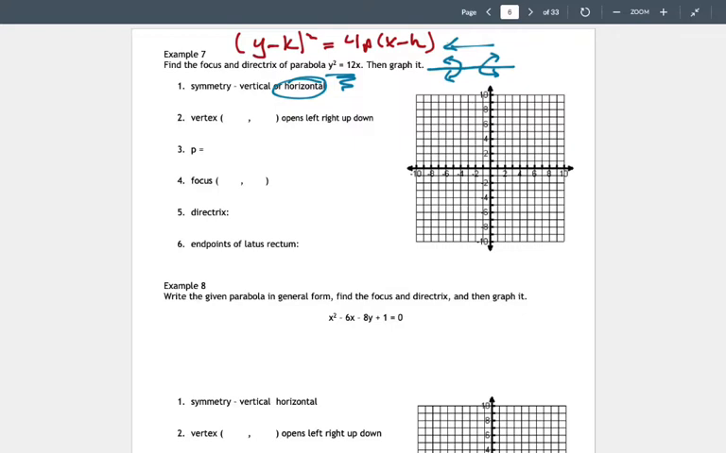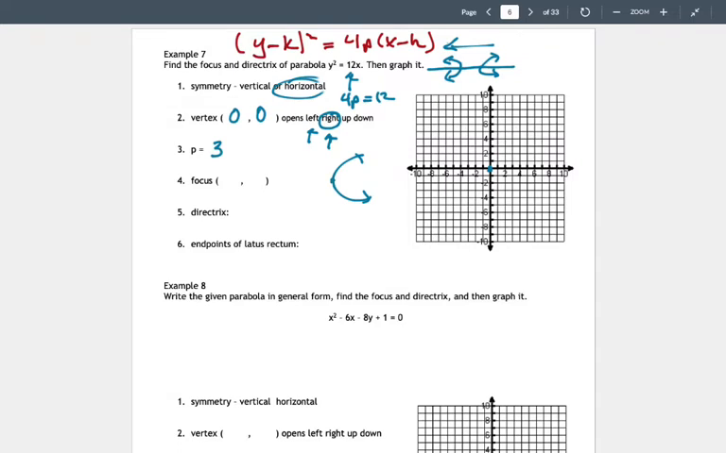The vertex here, I have nothing that's being added to the x or the y, so my vertex is at (0, 0), which means I'm going to go ahead and plot that right there. That 12 that's in front of the x right there, that's my 4p. So 4p equals 12, which means that p equals 3 when I divide that by 4. Because p is a positive number, I already narrowed it down to either left or right, and the fact that p is positive tells me that it's going right. So I'm going to have a parabola that looks like this. There is my vertex.